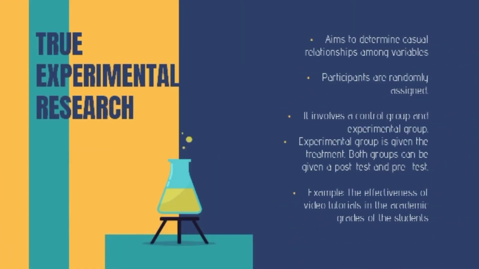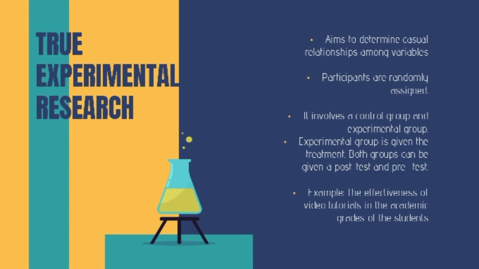Thirdly, we have the true experimental research. And unlike the past two kinds of quantitative research, this kind of research aims to establish causal relationship among variables. It determines cause and effect relationship. You also need to take note that in this kind of quantitative research, participants are randomly assigned.